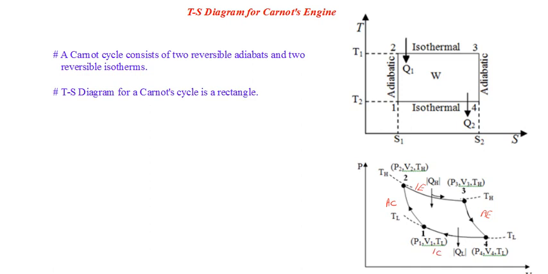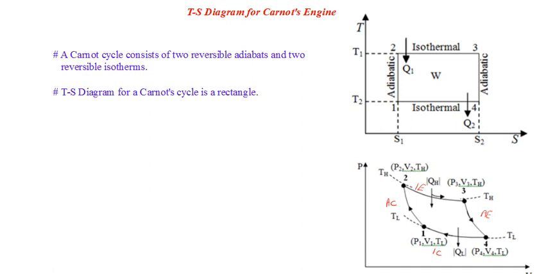So these are the four stages, and the heat QH that is drawn from the high temperature reservoir enters the working substance or the system during the isothermal expansion stage from 2 to 3, and the heat QL is rejected to the low temperature reservoir during the stage from 4 to 1.